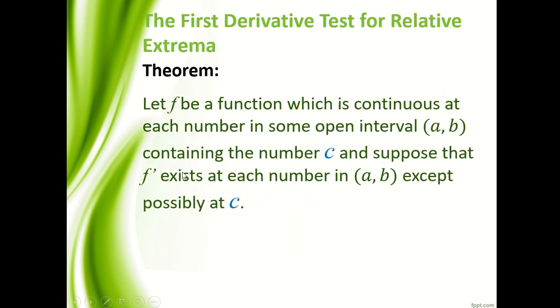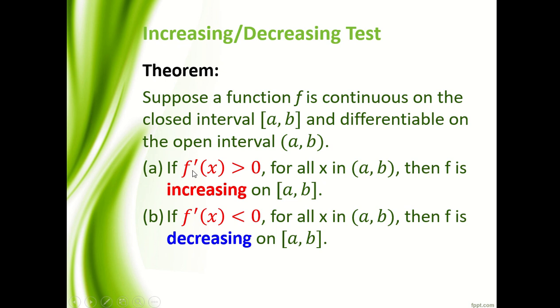Then for the first theorem, we have: if f prime of x is greater than 0 for all x in the open interval (a, b), then f is increasing on the closed interval [a, b]. So this is another way of determining whether the function is increasing or decreasing. We have to look at the derivative.